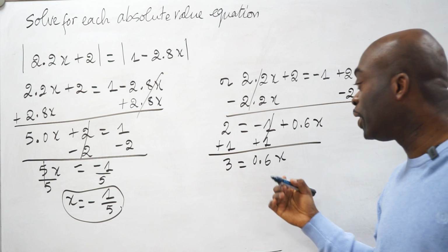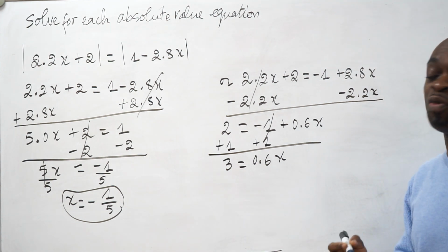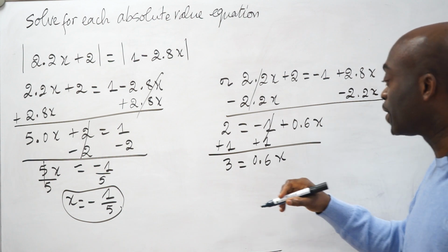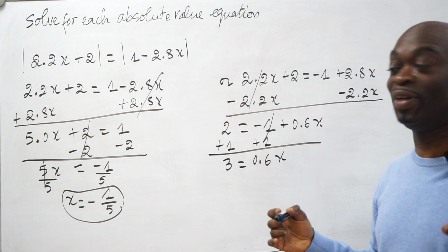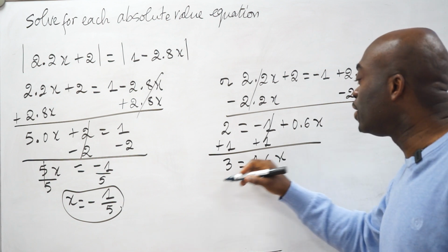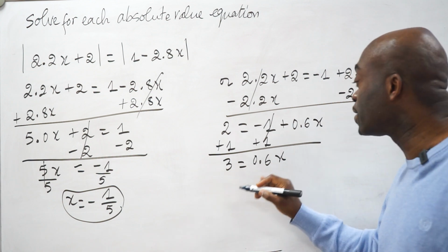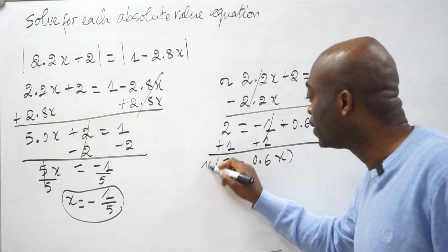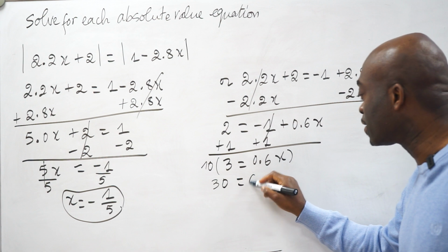And then we can now divide by 0.6 if we want to. Or what we can also do is change them to whole numbers in this case so that we can make your life a lot easier, if you want to. Making this one into a whole number means you're multiplying by 10 because this one is 1 decimal place. So you're multiplying everybody by 10 actually. So that gives us 30 equals 6x.